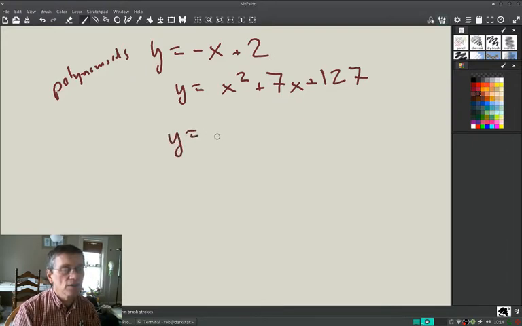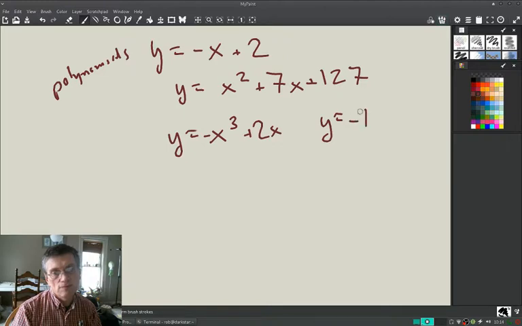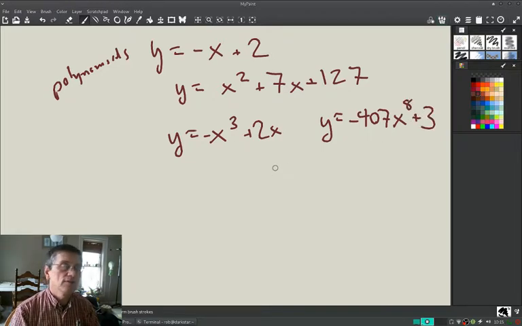Let's make this up. Let's do minus x cubed plus 2x, and that's it. Let's do another one. Minus 407x to the 8th plus 3. So these are all polynomials, and the general form of a polynomial is a function.